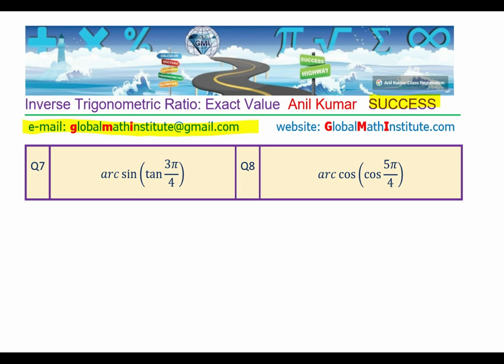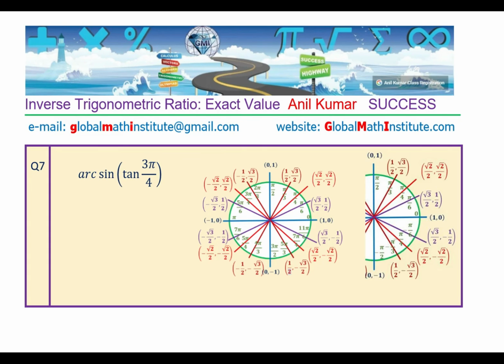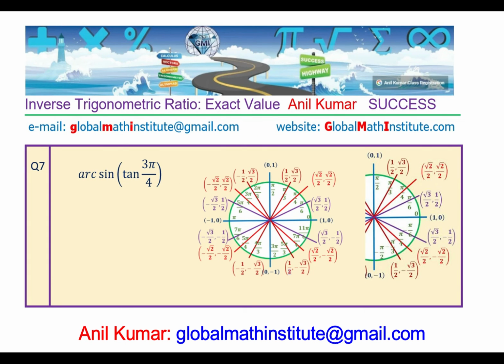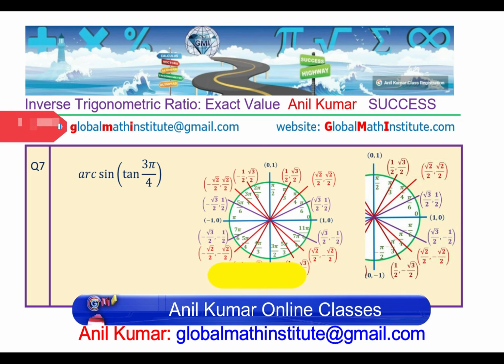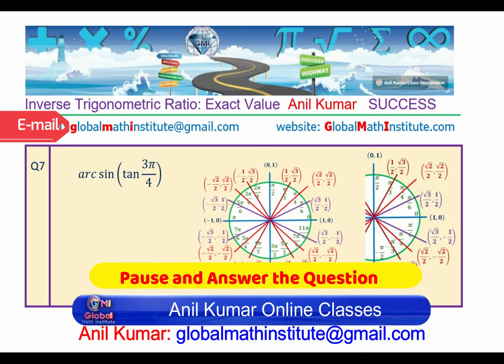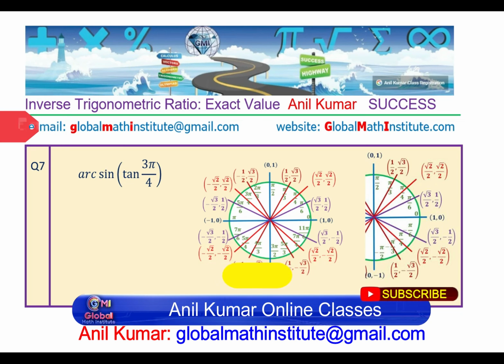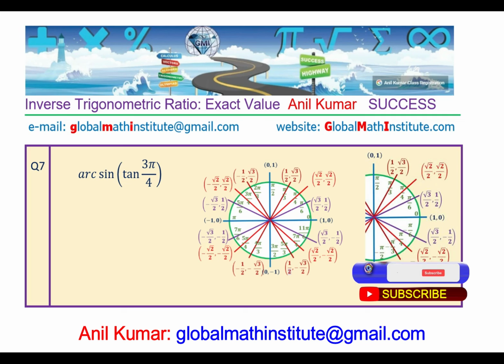Right. So, let's look into question number 7, which is arc sine tan of 3 pi by 4. Now, when we are looking into composite functions, it is a good idea to look at the circle as a whole, right? Rather than only the half which is relevant for the inverse function. Is that clear to you?